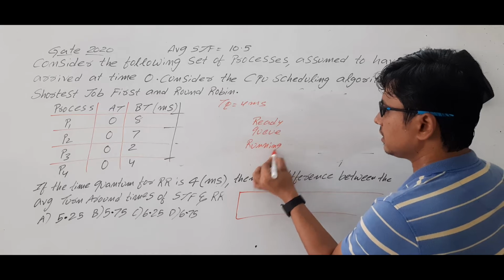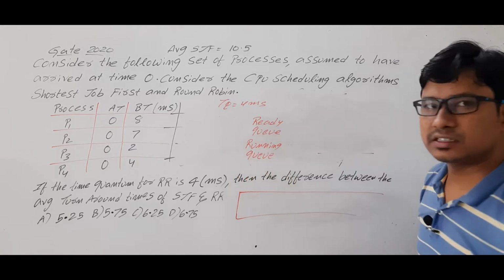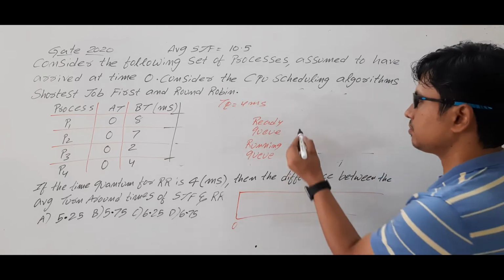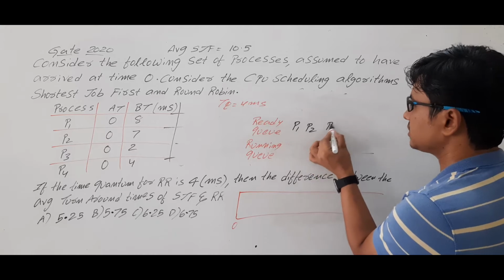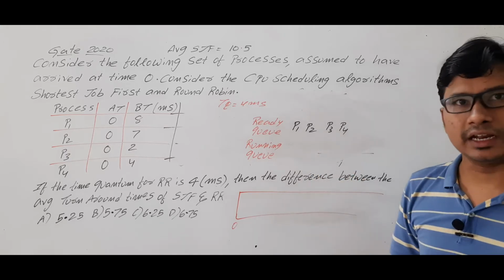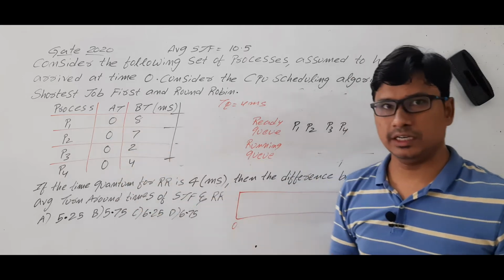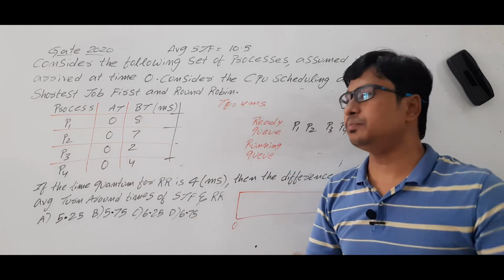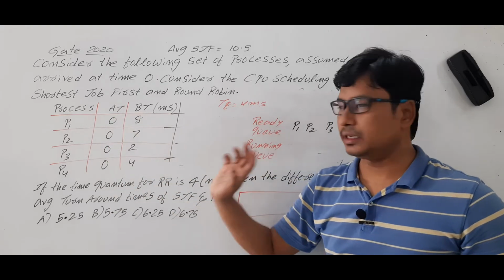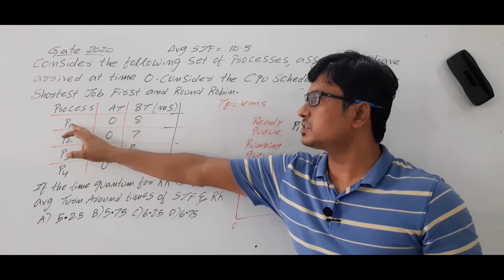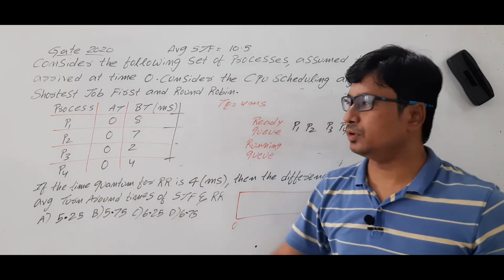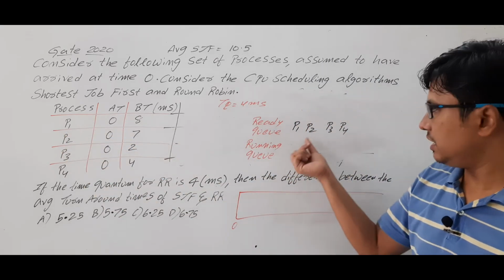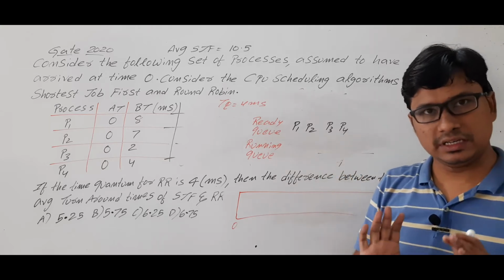Meaning that the ready state and running state only. And we have the Gantt chart. It starts at 0 milliseconds. At 0 milliseconds, processes P1, P2, P3 and P4 have all arrived. When all the processes arrive at the same time, we will look at the IDs to decide which one gets the higher priority. When the arrival time is the same, we look at the process ID: P1, P2, P3, P4. P1 has the lowest ID, so it will be executed first, then P2, then P3, then P4. Is it clear for you?